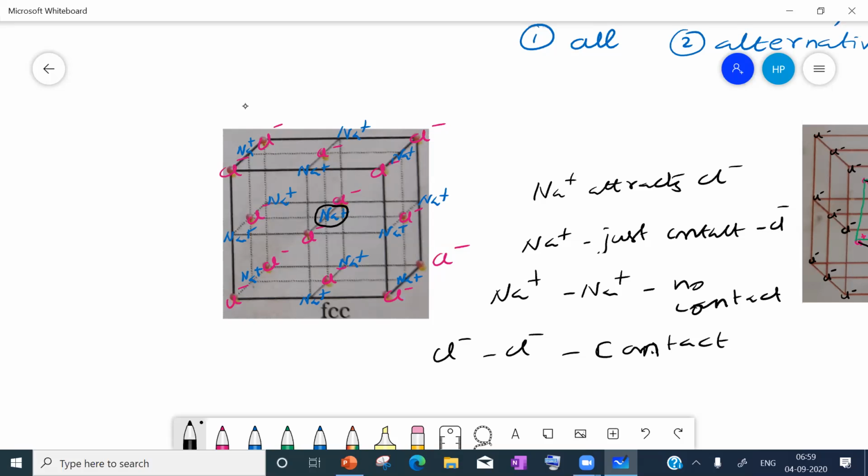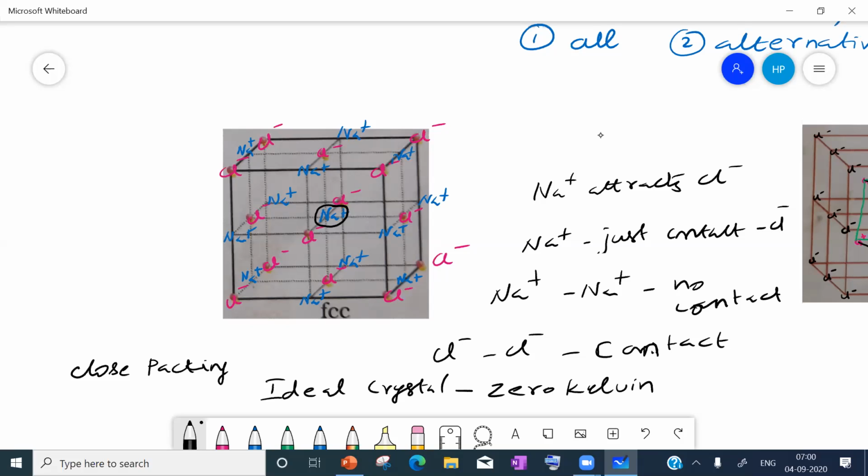Now you see that. Now we will take close packing, that means we have to take an ideal crystal. Ideal crystal is possible at 0 Kelvin and 100% pure. That means impurity should not be there. Ideal crystal means 0 Kelvin and 100% pure.